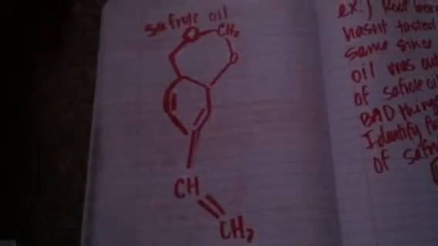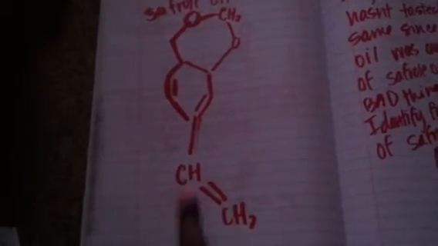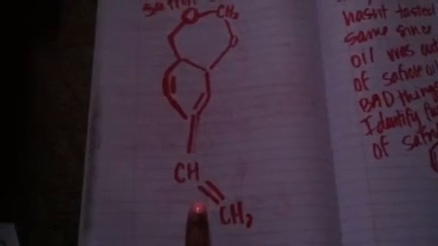Anyways, so what you want to think about is think of all the functional groups that we went over and see which one applies right here. So immediately I can see that, hey, there's a double bond right here. So what does that mean? That means there's an alkene right here.